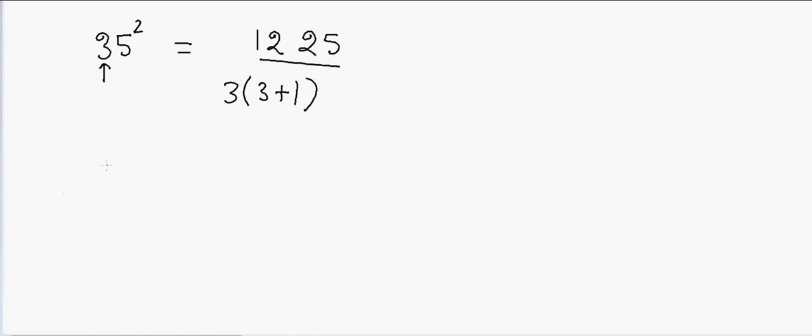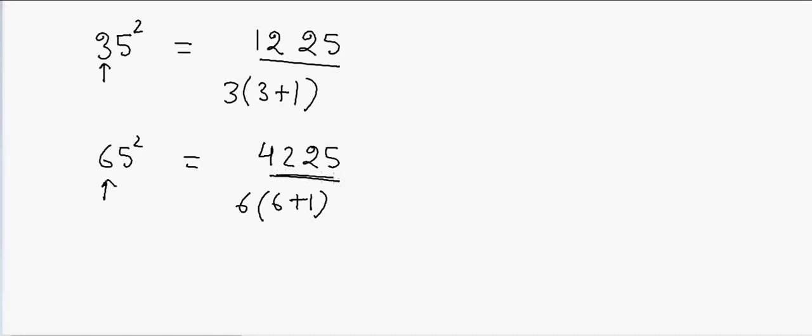1225. Another example, if I have 65 squared, in that case I have to write 25, and then I'll take 6, so multiply 6 by 6 plus 1, that will be equal to 7. 7 into 6 is 42. So the answer is 4225. So let's look into how this trick works.